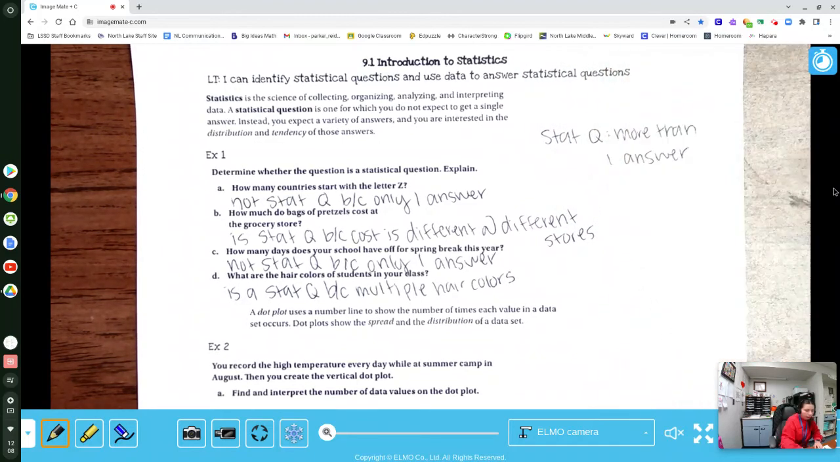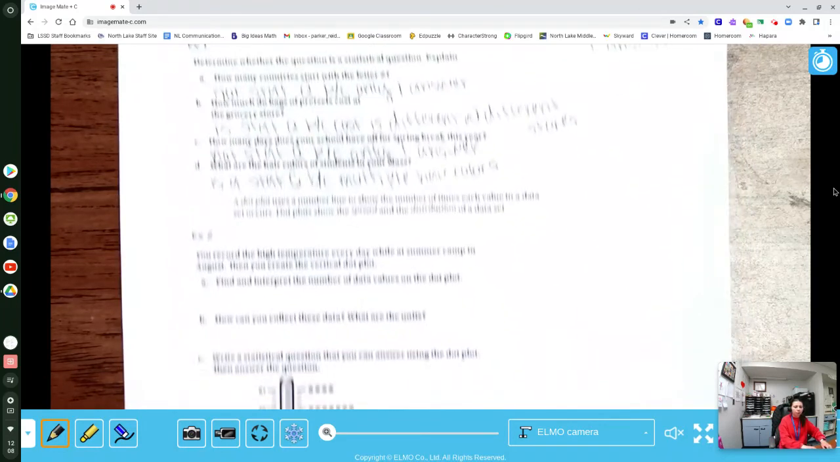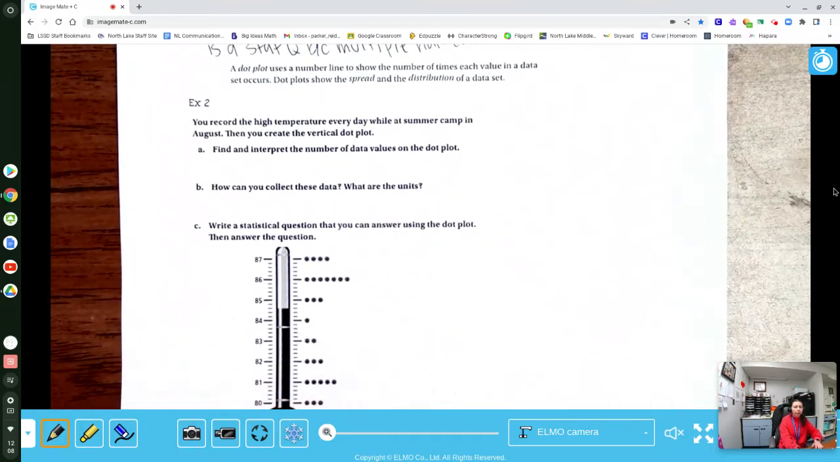That's in our definition, but if we're just going to write it down in short words, a statistical question has more than one answer. All right, next we're going to talk about dot plots. A dot plot uses a number line to show the number of times each value in a data set occurs. Dot plots show the spread and distribution of the data. It shows how spread out it is and where it is spread out to, its distribution.